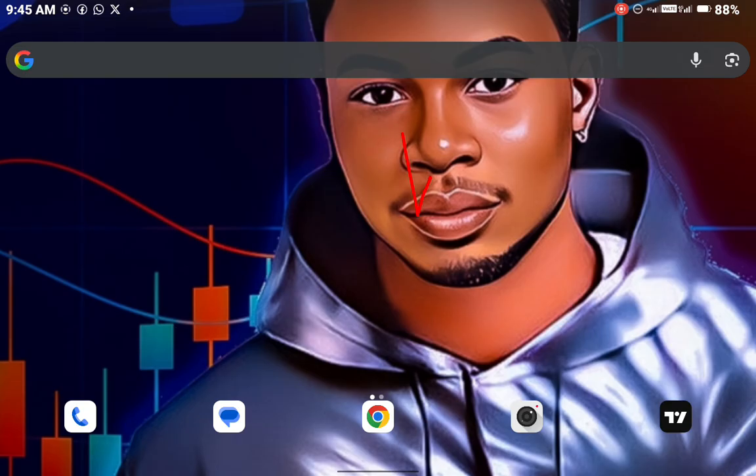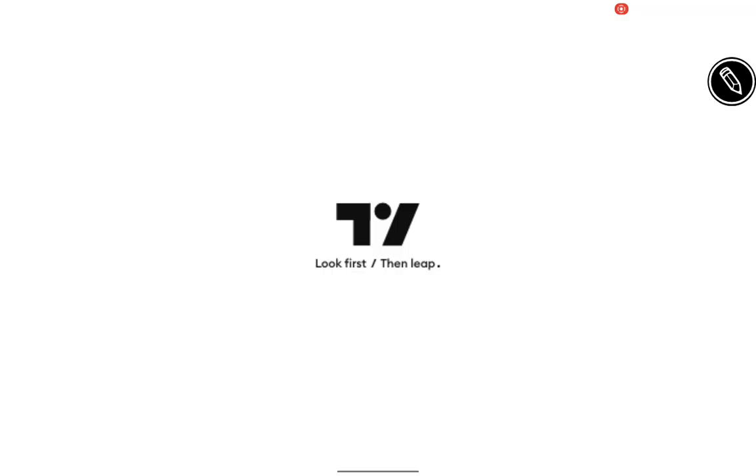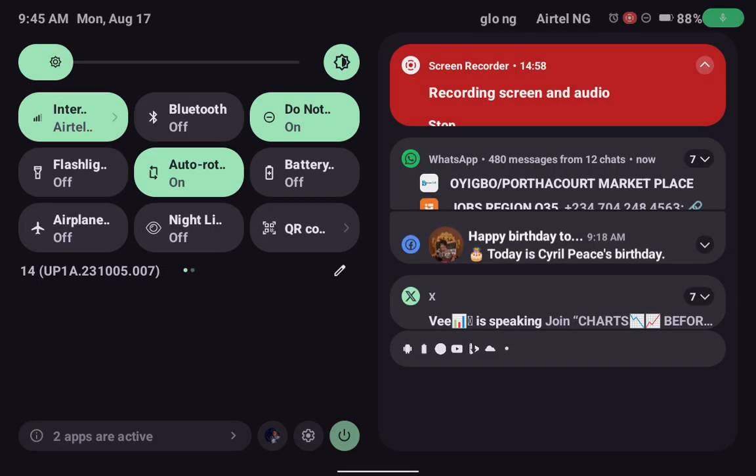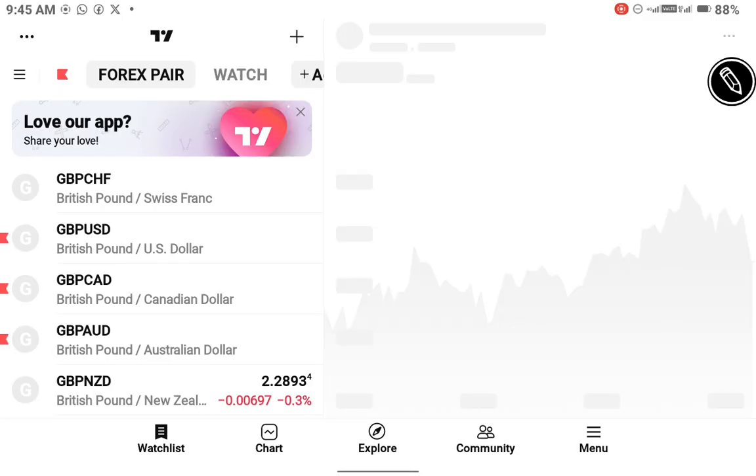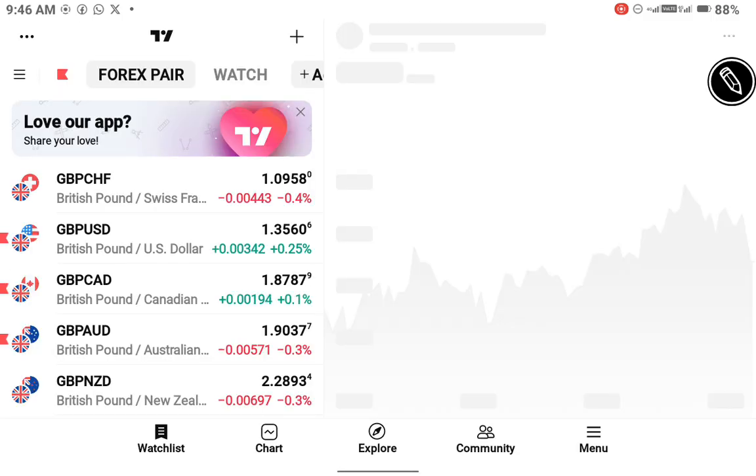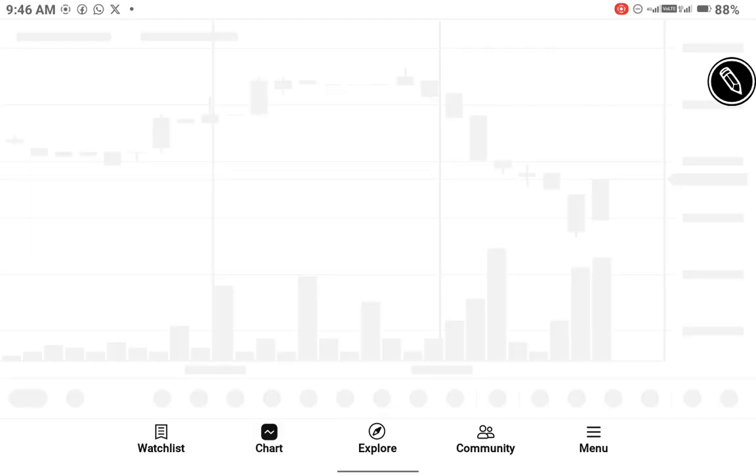We have a break. I don't know why my TradingView is just closing. What's going on? I'm sure this thing is still recording. Okay. Alright, my TradingView is just closing itself. Please don't do that.